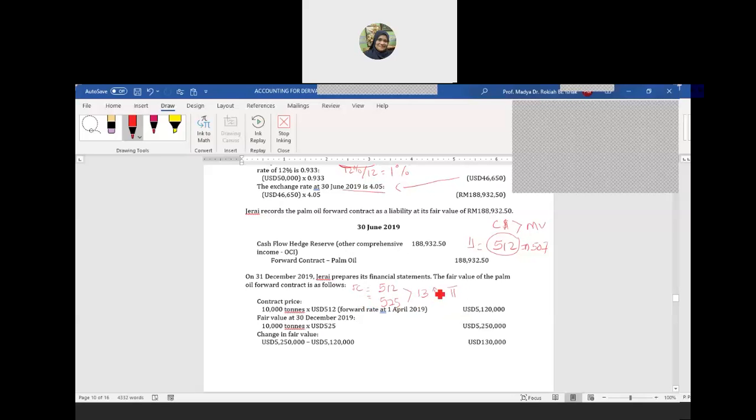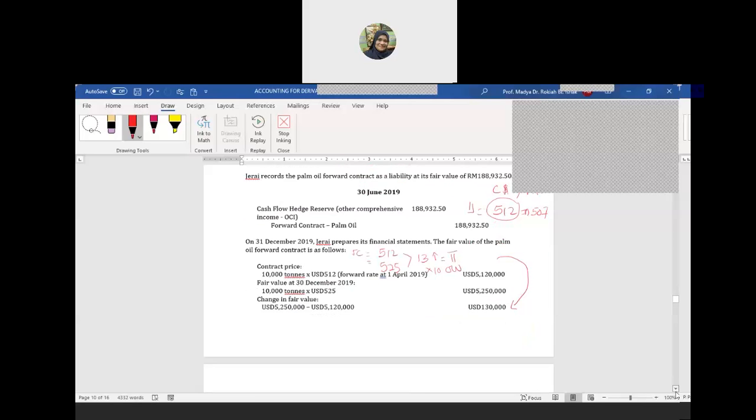You're going to have a profit because your contract price here is 512, but now the market price, because you are going to buy, is 525, meaning the market price is higher than the contract price, so you're going to have a gain. Okay, the difference here is 13. 13 times 10,000, so you're going to have 130. Now you need to present value that amount.